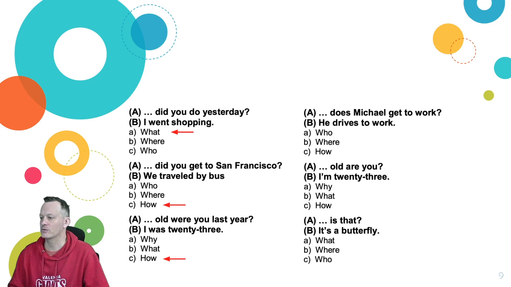How does Michael get to work? Well, get. Get is llegar. We remember that get is llegar, and that is talking about the manner or the way that he does something. So we know this is how. How does Michael get to work? Does, because it's Michael, third person, he.